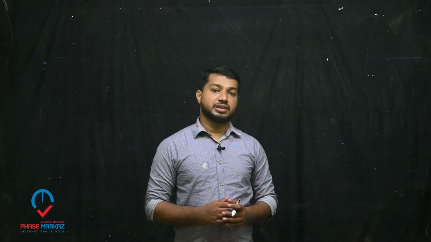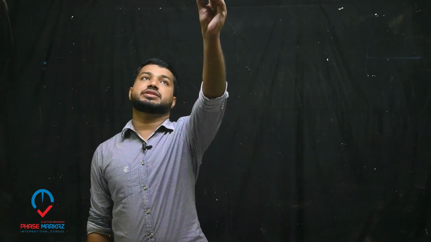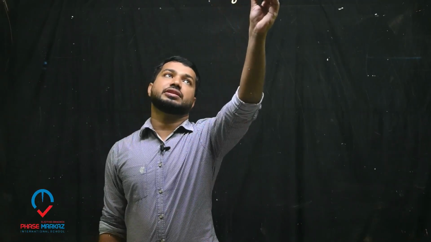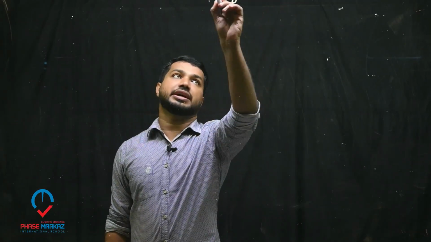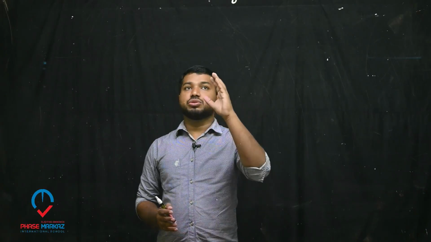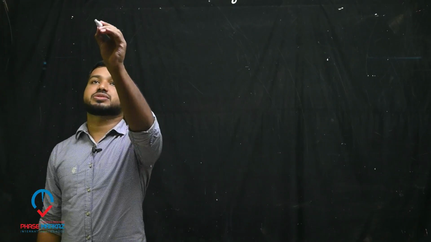Hello students, today we are going to discuss the first chapter in first year zoology, the living world. It is a small chapter. The living world means the different kinds of organisms, that may be animals or plants or microorganisms, etc. In this chapter, first we are going to discuss what is life.